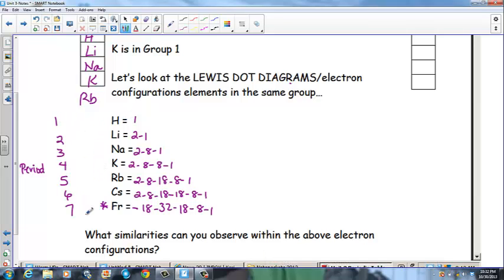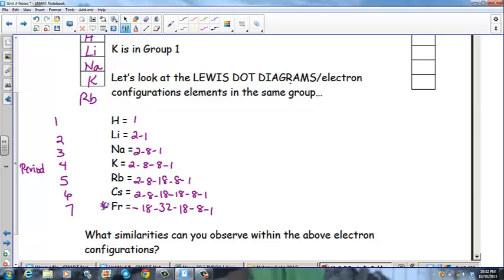So here I labeled the periods that each one of these are located in. Hydrogen is in period 1. Notice one valence electron. It only has one electron. Lithium, one valence electron. Sodium, one valence electron. So what I did was I just copied the electron configurations down off of the periodic table.